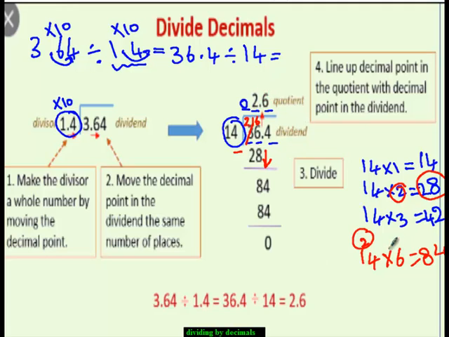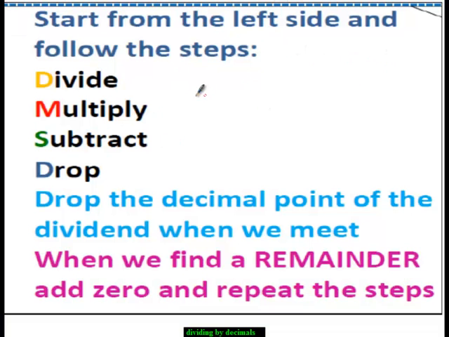So here I put a circle here and here. I put 6 up and 84 down, and then 0, 0, happy face, so the answer will be 2.6. Okay, let's see another example. What we should do: divide, multiply, subtract, drop down, and then drop the decimal point of the dividend when we meet it. When the dividend has a decimal point, I have to put it. When we find a remainder, add 0 and repeat the step again.